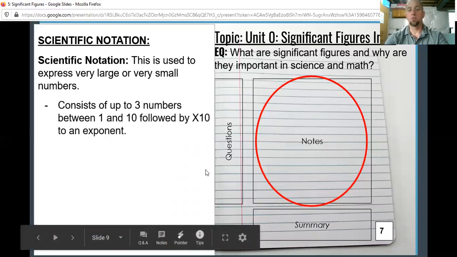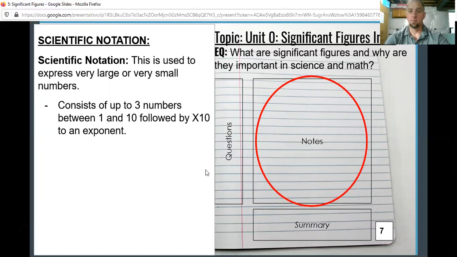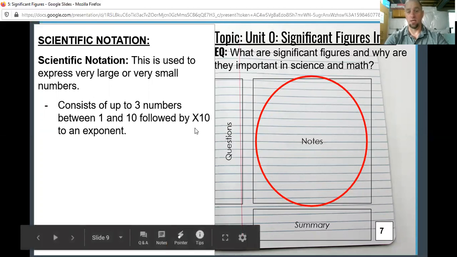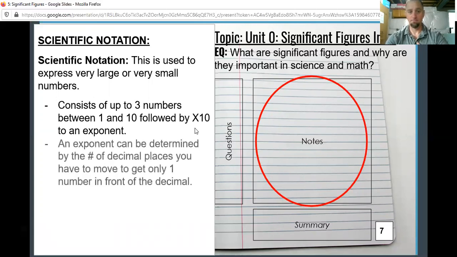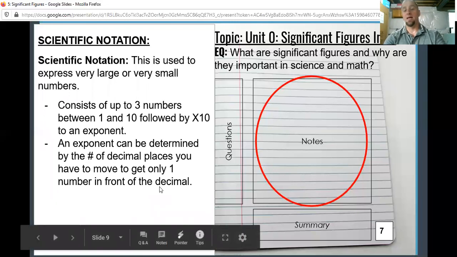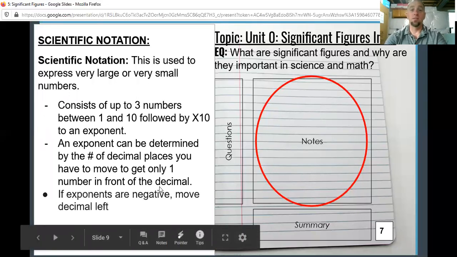We have numbers, typically between 1 and 10, depending on how many significant digits we need, followed by times 10 to an exponent. That times 10 to the exponent tells us how many times we needed to move the decimal place. So the exponent can be determined by the number of decimal places we move, either to the left or the right, depending on whether the exponent is positive or negative.